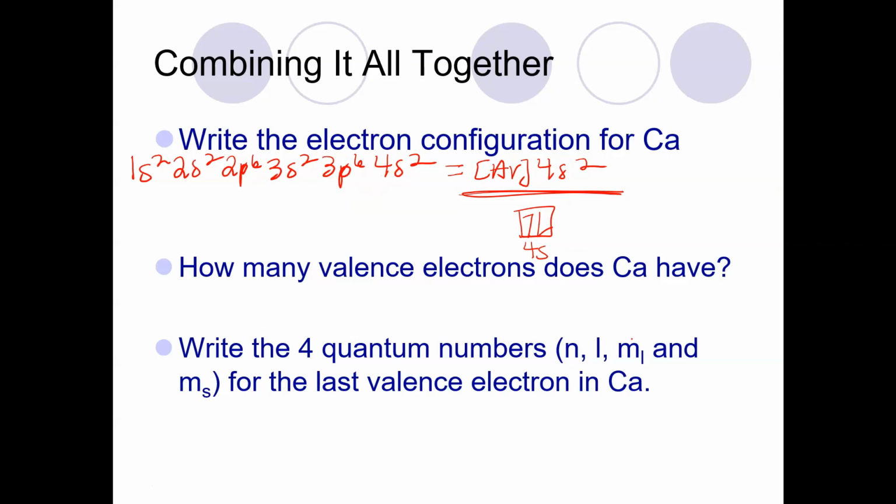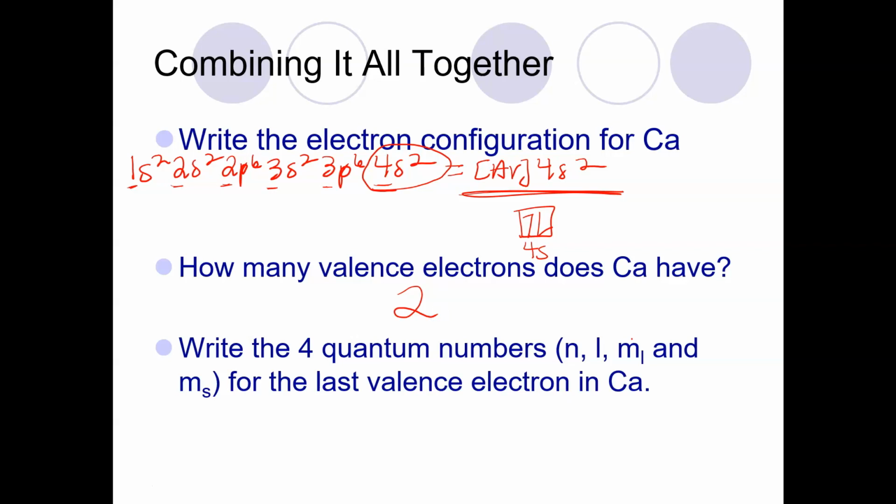So the next question, how many valence electrons does calcium have? So we look at the electron configuration. We're looking at these numbers up front. 1, 2, 2, 3, 3, 4. We're looking for the biggest number. 4 is the biggest number. There are 2 electrons in that 4s, so it has 2 valence electrons.